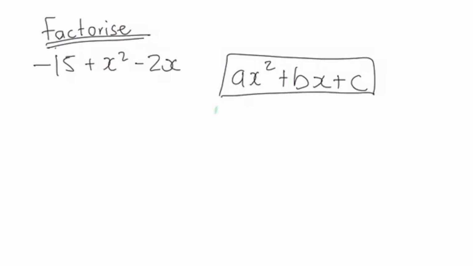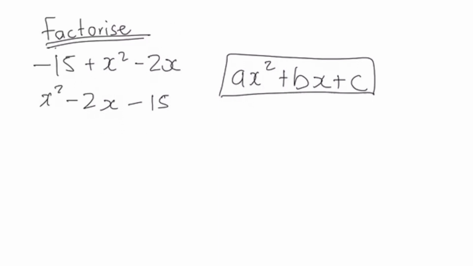We want to write it in this form, so it's going to read as x squared minus 2x minus 15. Now, the question was saying factorize. After arranging it like this, let's factorize. How do you factorize? You are looking for the factors of 15 that, when you subtract them, you get 2.